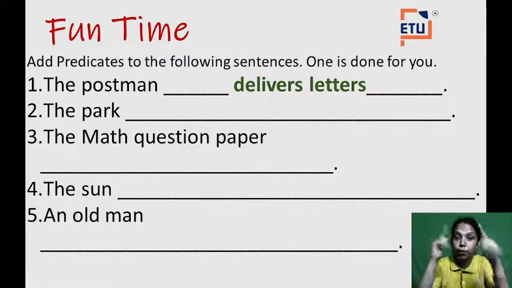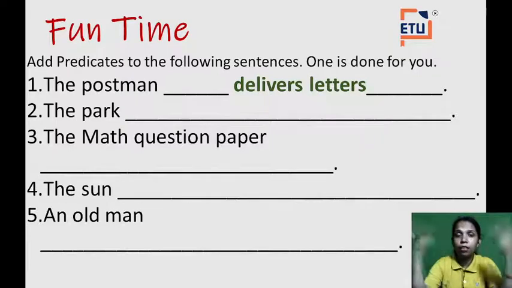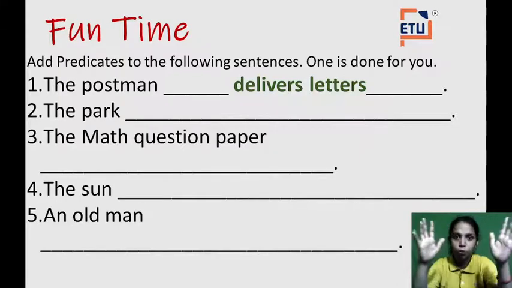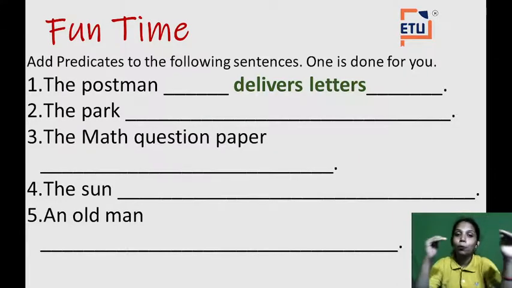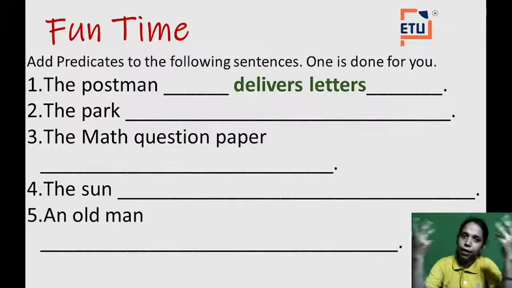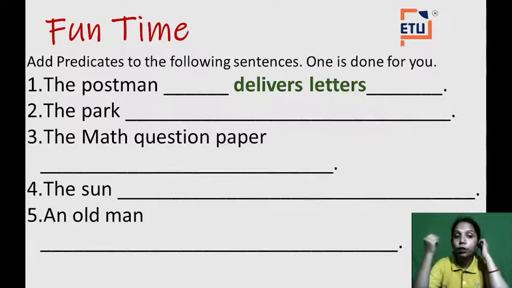But always remember that the predicate will always be related to the subject. If we write, the postman gives us milk every morning, does that sound good? No, right? Does the postman run after, let's say, a thief? Does the postman do that? No, right? So the postman delivers letters. Right? It's correct.